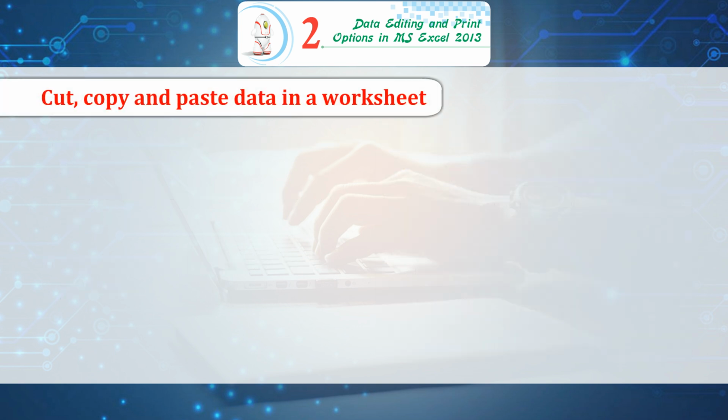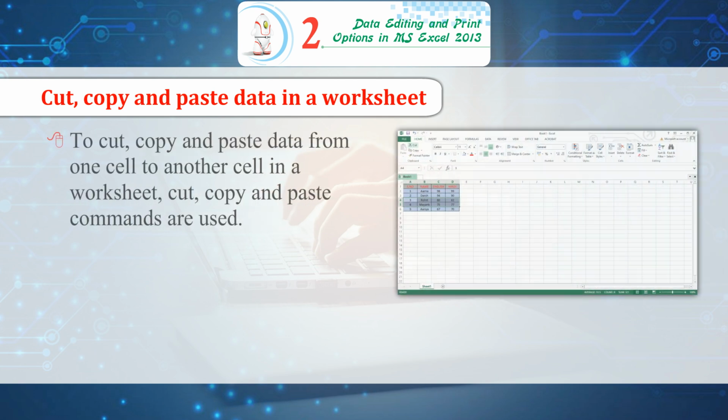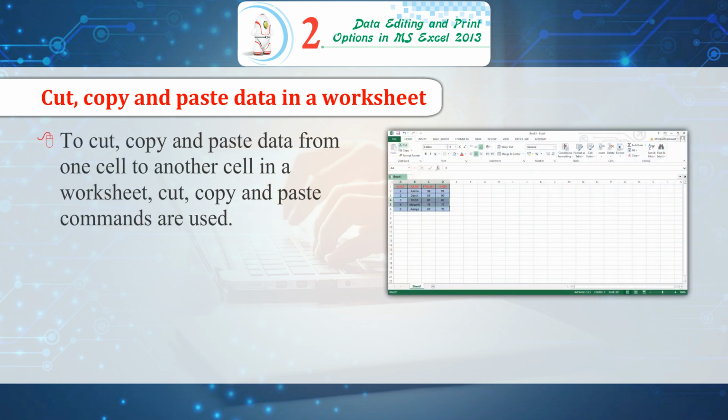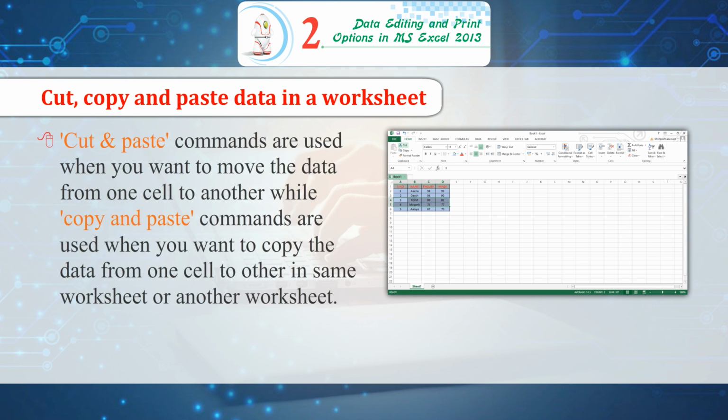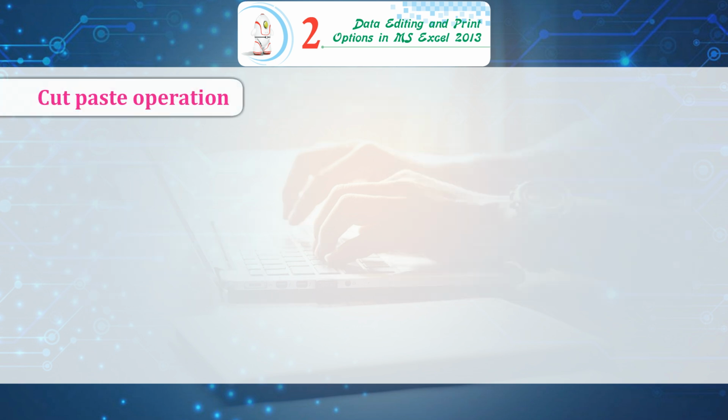Cut, copy and paste data in a worksheet. To cut, copy and paste data from one cell to another cell in a worksheet, cut, copy and paste commands are used. These three commands are available under the Clipboard group inside the Home tab. Cut and paste commands are used when you want to move the data from one cell to another, while copy and paste commands are used when you want to copy the data from one cell to another in the same worksheet or another worksheet.